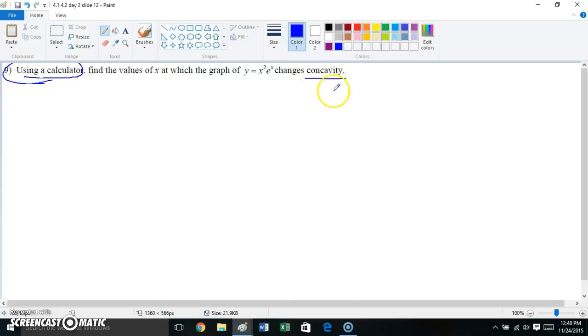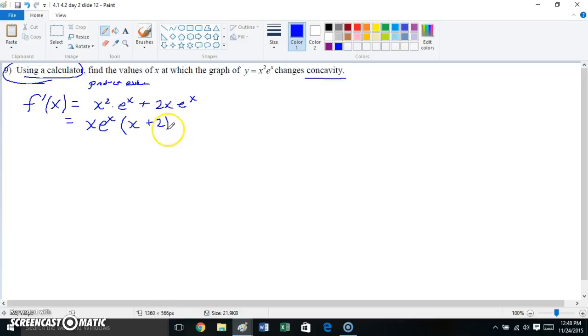So changing concavity means we need to look at our second derivative. In order to do that, we first have to look at our first derivative. So the first derivative of x squared e to the x, we're going to have to use the product rule. Okay, so x squared times e to the x plus 2x times e to the x. I like these kinds of questions because they're factorable. Pull out an x e to the x, we're left with an x plus 2.